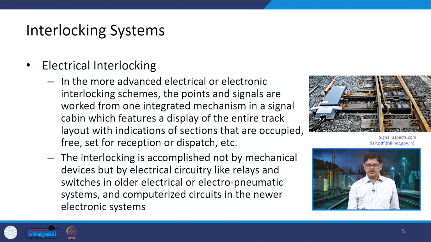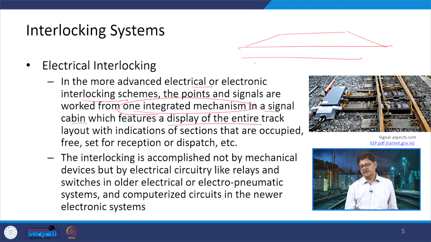In the more advanced electrical or electronic interlocking systems, the points and signals are worked from one integrated mechanism in a signal cabin. So, there is only one such integrated system from where you are going to operate the things. It features a display of the entire track. Whatever the track is available, say the track is in this form or in this form, or it may happen that the track is further divided, or from here it goes in this direction, whatever the type of track is available, that is being displayed.